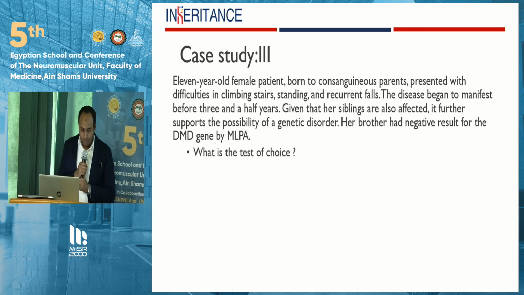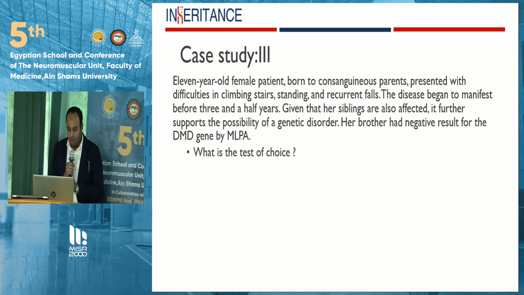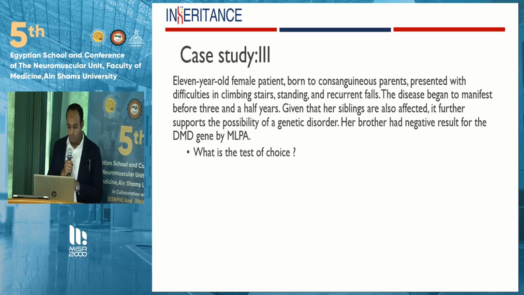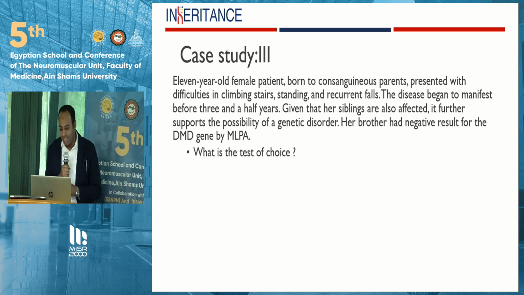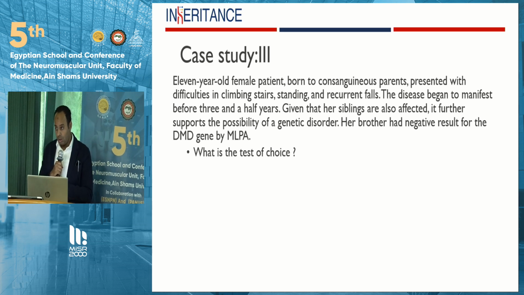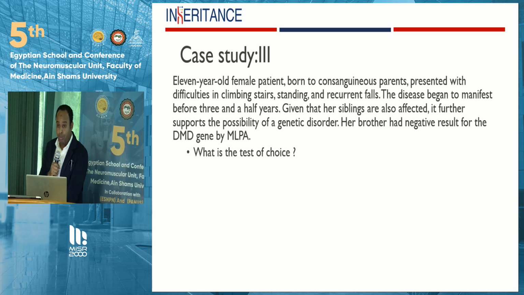So the third case, an 11-year-old female patient born to consanguineous parents, presented with difficulties in climbing stairs, standing, and recurrent falls. The disease began to manifest before 3.5 years. Her siblings are also affected, which further supports the possibility of a genetic disorder. Her brother had negative results for DMD by MLPA. So what do we think about? It could be autosomal recessive.